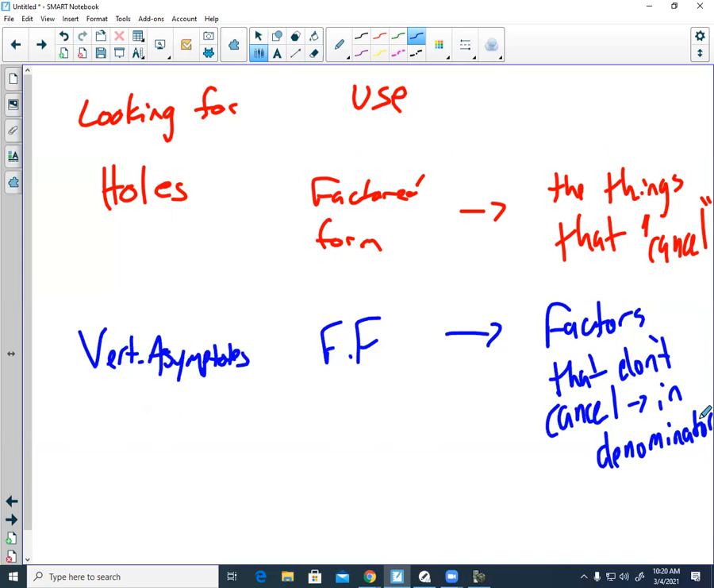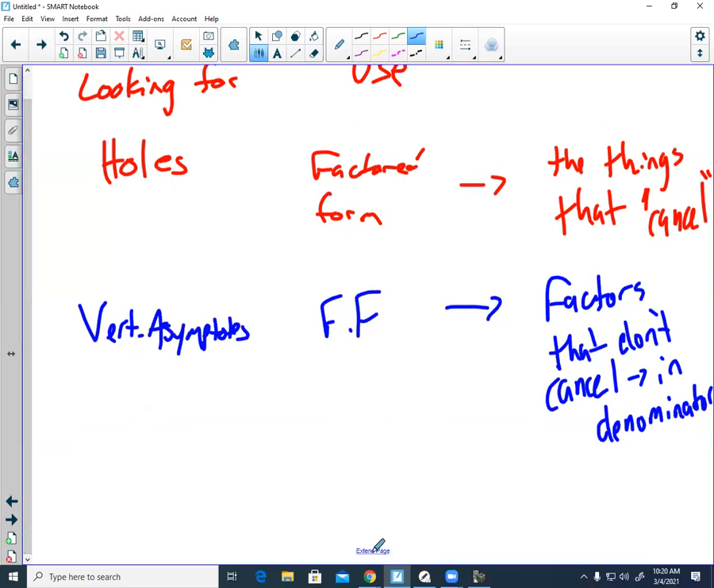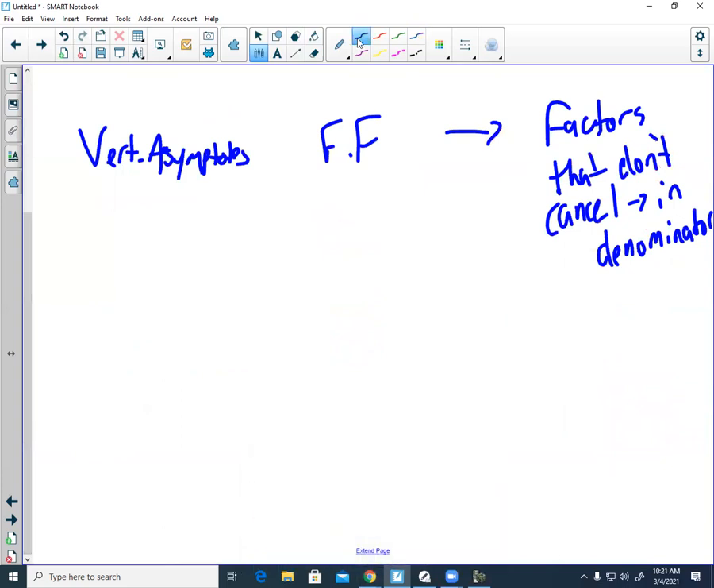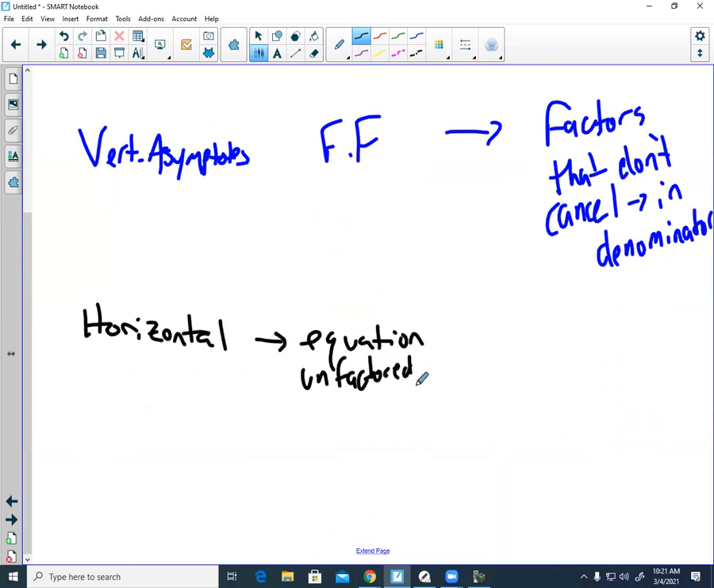If you are looking for horizontal asymptotes or diagonal asymptotes, you kind of look at it the same way. So horizontal, you look at the equation, the original equation, the unfactored equation, and you look at the highest degree.